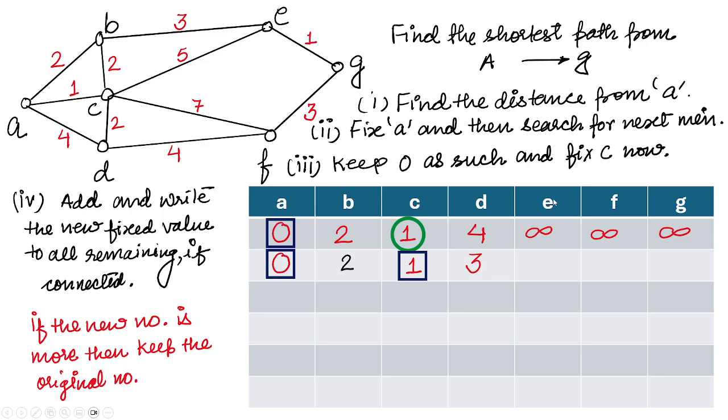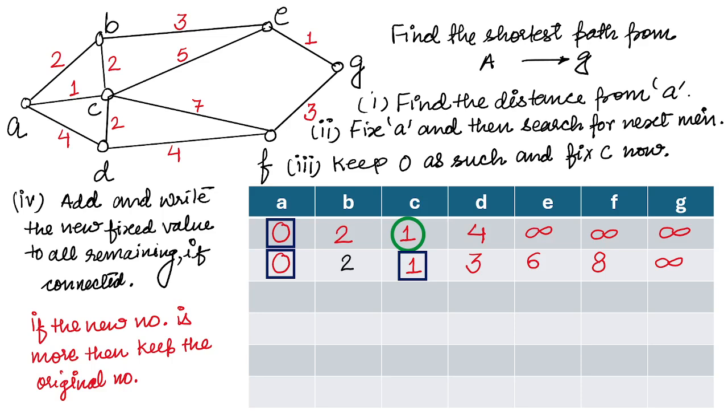Then what is the distance of vertex E from C? This is E, this is C, it is 5. And this is 1 already. So 5 plus 1 is 6. Is 6 lower than infinity? Yes. So we will write 6 here. Then comes F. What is the distance of vertex F from C? It is 7. 7 plus 1 is 8. So we will write 8 here because 8 is smaller than infinity. Then what is the distance of vertex G from C? They are not directly connected, meaning C is not adjacent to G. So we will bring the number which is written there as such, that is infinity.